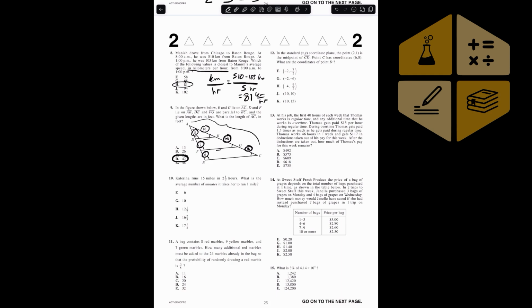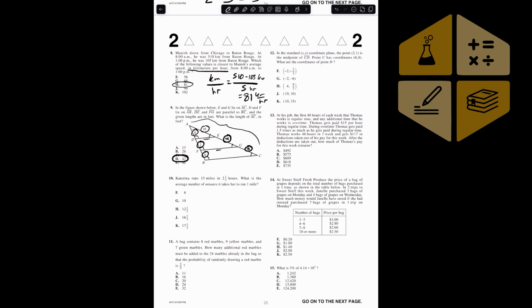Number 10, Katarina runs 15 miles in 2.5 hours. What is the average number of minutes it takes her to run 1 mile? This is the kind of question that, in my experience, students get to. It seems like it should be simple. They stare at it for a minute while that loading symbol from memes runs on their forehead, and then they just make a guess and move on. But we don't want to make guesses on this problem. We want to get this problem right, and there's probably a couple of different ways to solve it.